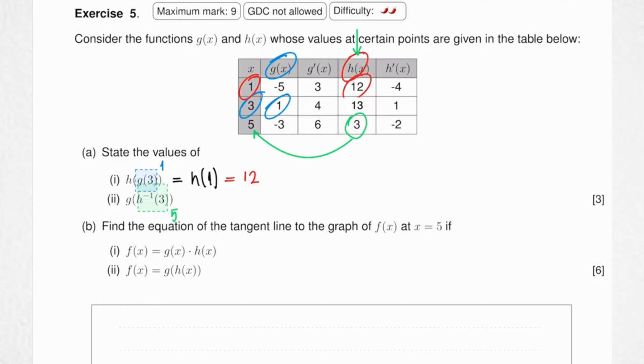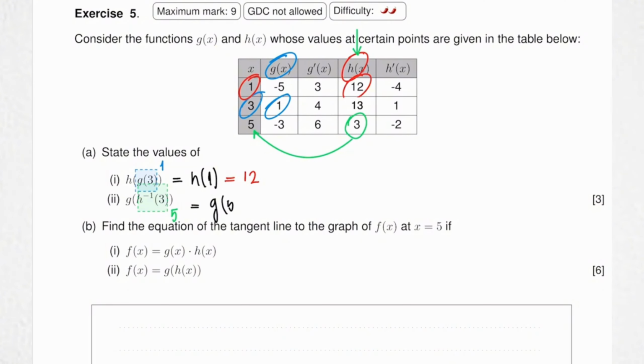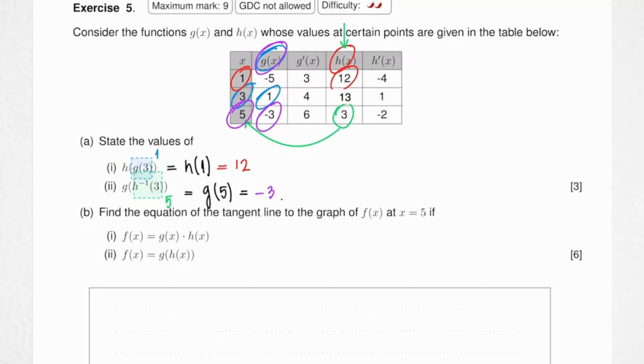Remember that we're talking about inverse functions, so it's not inputting 3 into h, but actually asking what was the input there that gave us 3 as the answer. And that is equal to 5. So we have g of 5, which is negative 3. And that's it. The easier part is done. Now on to the hardest part.